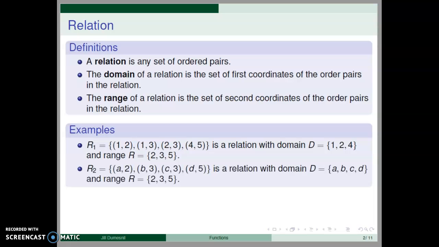The set R2, equaling the ordered pairs (A, 2), (B, 3), (C, 3), and (D, 5), is a relation with domain D equal to the set of first coordinates A, B, C, D, and range R equal to the set of second coordinates 2, 3, and 5.